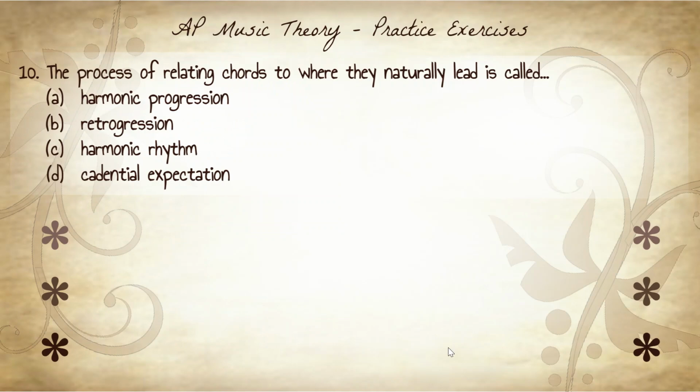Question 10. The process of relating chords to where they naturally lead is called A, harmonic progression, B, retrogression, C, harmonic rhythm, or D, cadential expectation.